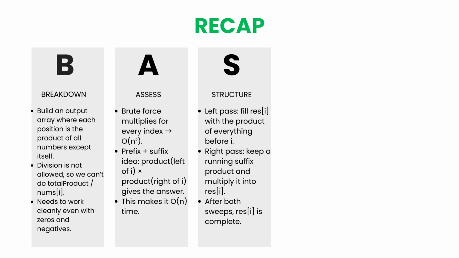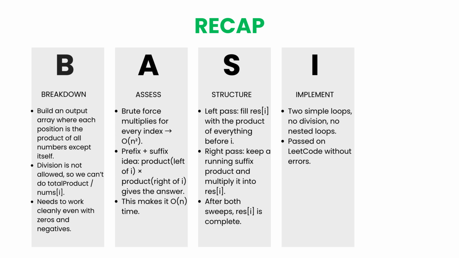The plan was built around 2 clean sweeps. First, we accumulate products moving left to right to represent everything before each index. Then we sweep right to left to bring in the product of everything after each index. Once both passes are combined, each position naturally holds the product of all elements except itself. We implemented the approach successfully on LeetCode without errors, using 2 simple passes and avoiding nested loops or division, while keeping the process efficient and easy to follow.